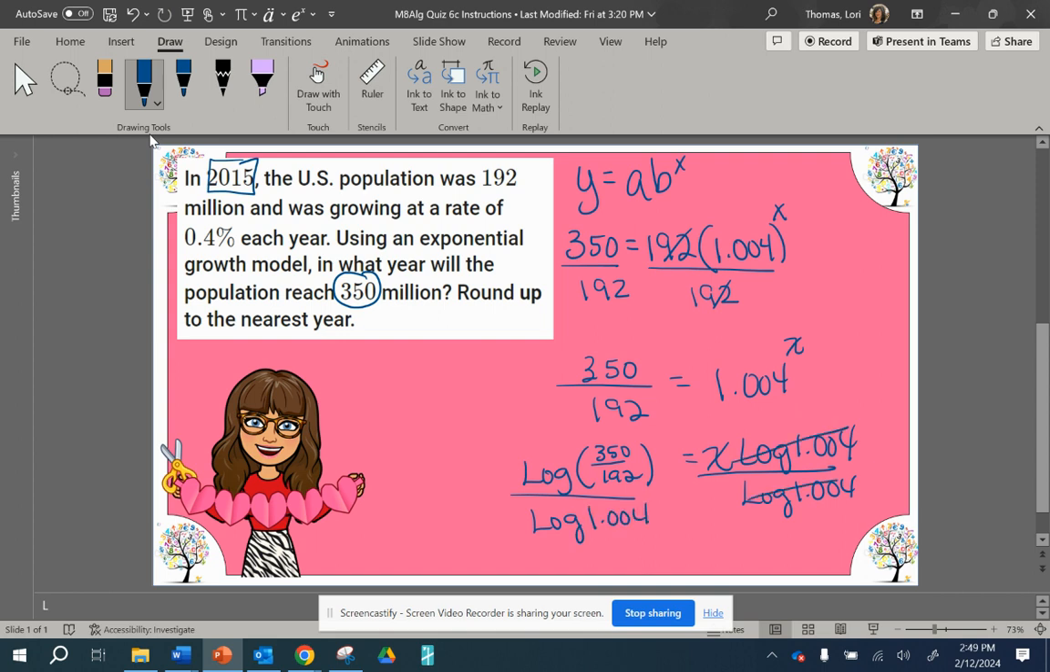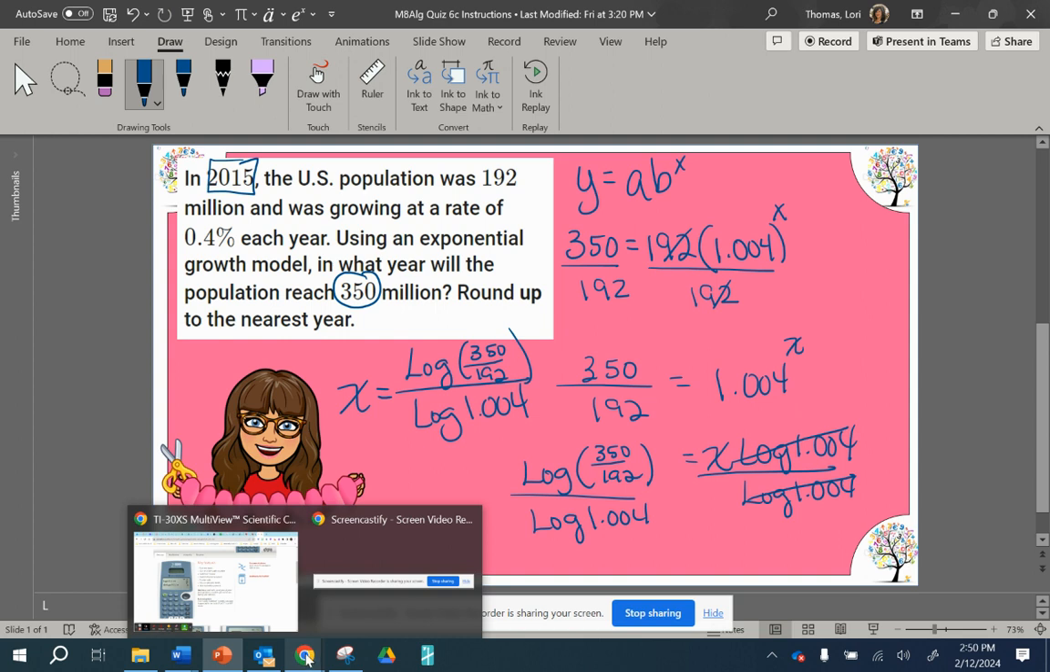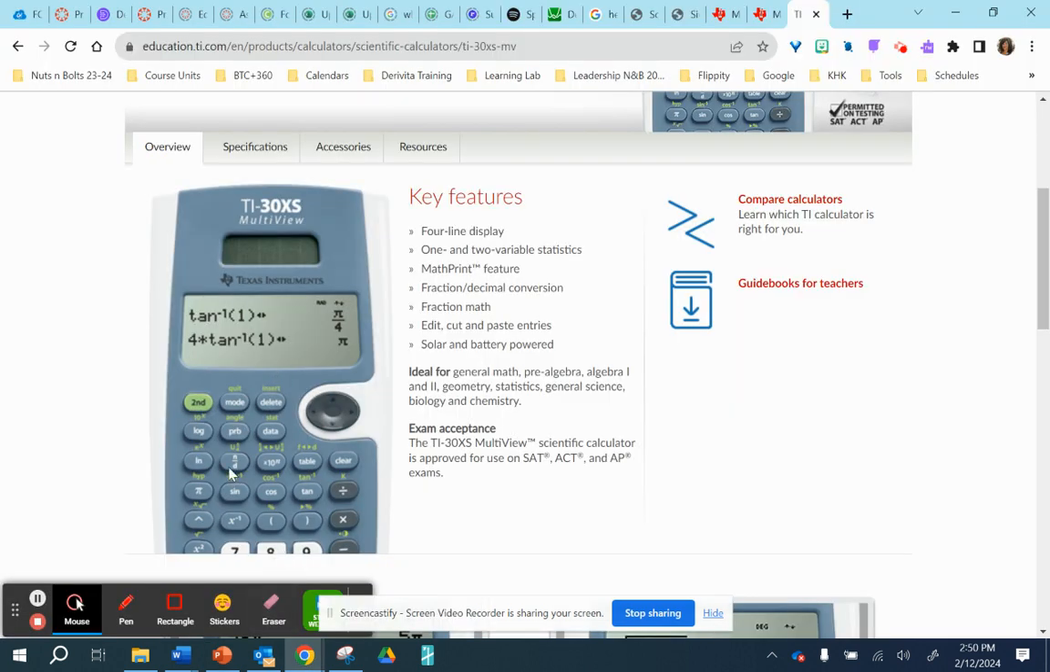And then now we have isolated x. So x equals log of 350 divided by 192, all divided by log of our base, our growth factor, 1.004. Now, I would bring up my calculator, but apparently it is not installed on my computer, so let me just show you on this image.